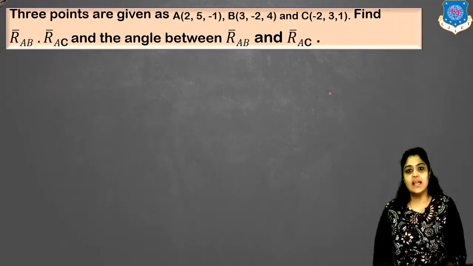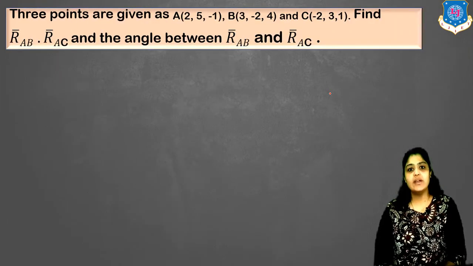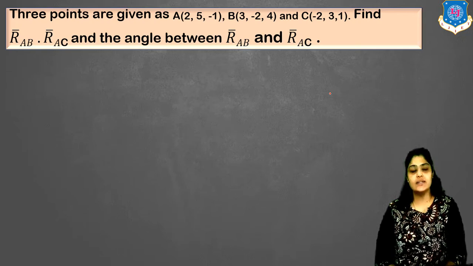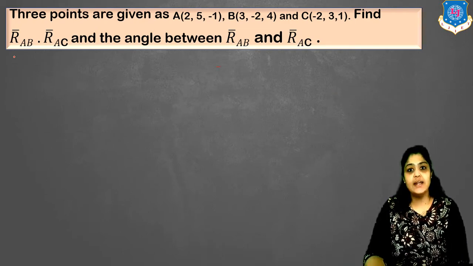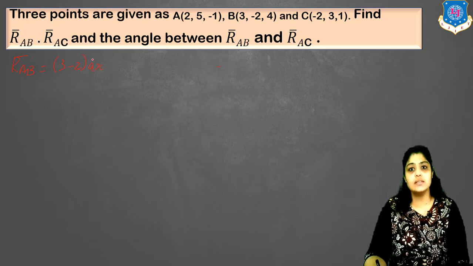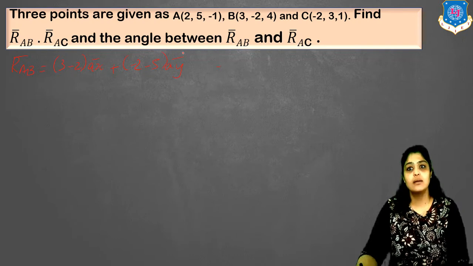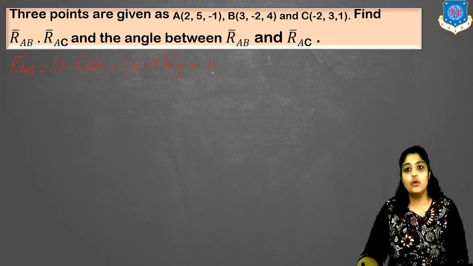So let's move on to the second numerical, which says that there are 3 points given as (2, 5, minus 1), (3, minus 2, 4), and (minus 2, 3, 1). We have to find RAB dot RAC, that is the dot product of the position vectors, and the angle between them. Let's start with finding RAB first. RAB is given as 3 minus 2 into AX plus minus 2 minus 5 into AY plus 4 minus minus 1 into AZ.